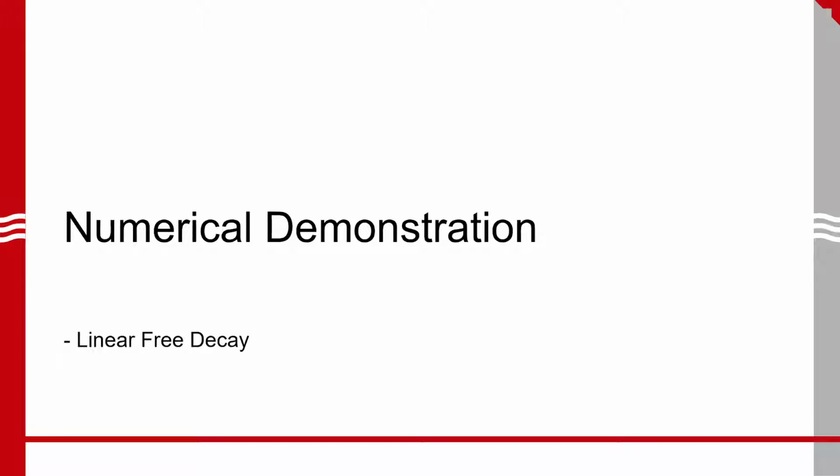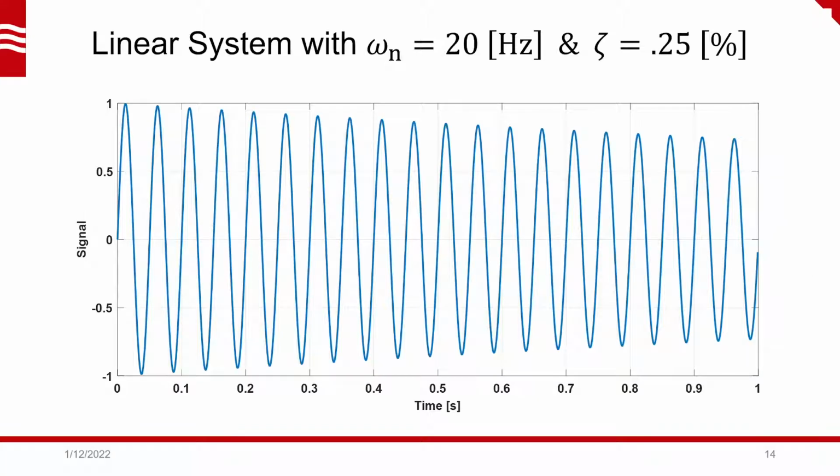Now let's see a numerical demonstration of the short-time Hilbert transform by analyzing a simple linear free decay signal. Here's the time series of the simulated ring down for a single degree of freedom linear system with a natural frequency of 20 Hz and a damping ratio of 0.25%. The short-time Hilbert transform was done on this signal with a segment size of 0.2 seconds and an overlap of 90%.